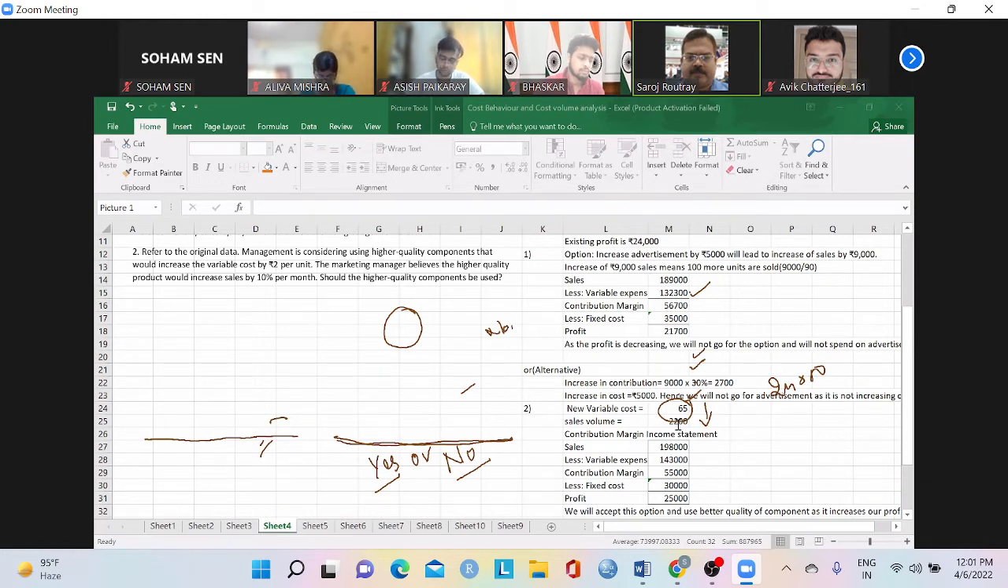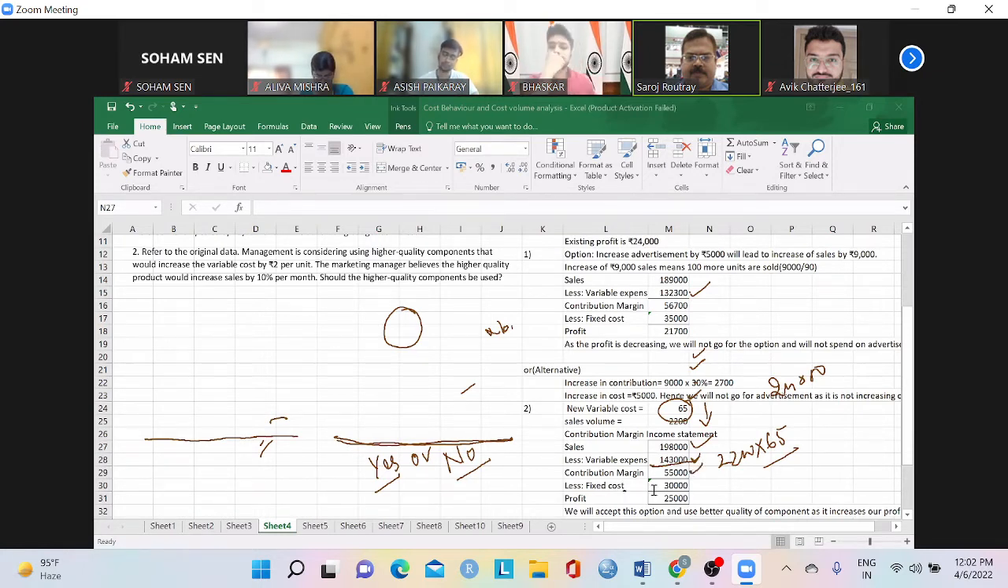Now your sales will be 2200 into the selling price of 90. That is coming to 198,000. And then 2200 into 65, 143,000 will be your variable expenses. If you deduct this from this, you get a contribution of 55,000. And from that 55,000, if you deduct fixed cost 30,000, because your fixed cost is not changing, your profit is 25,000. The existing profit is 24,000, but if you take this decision, your profit will increase by 1,000 more.